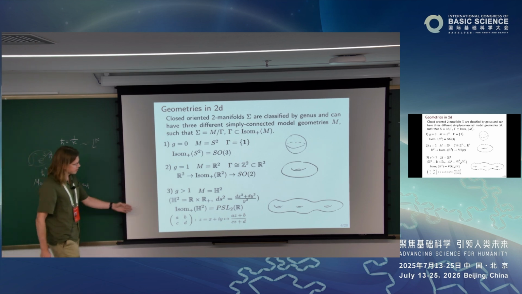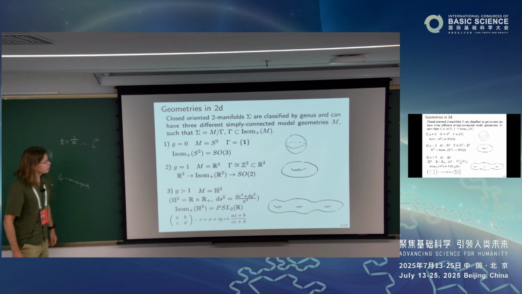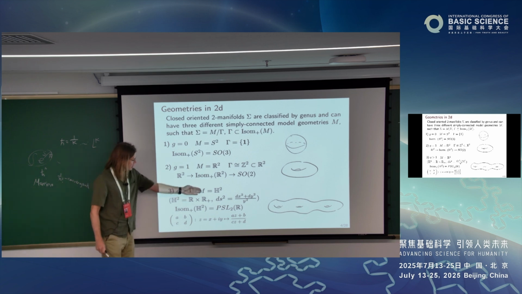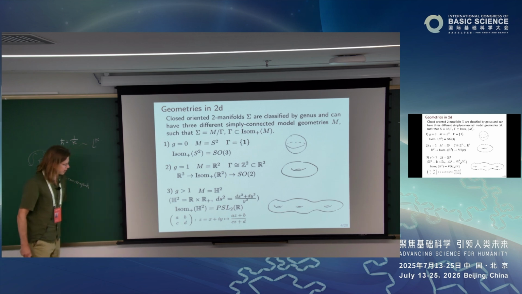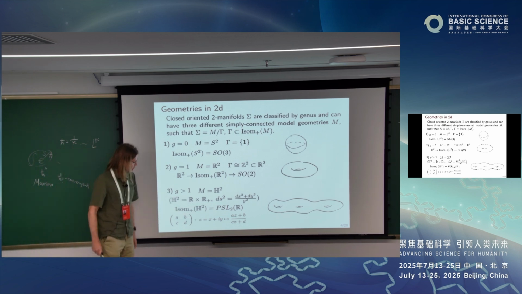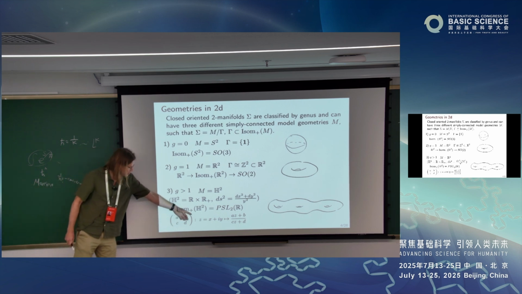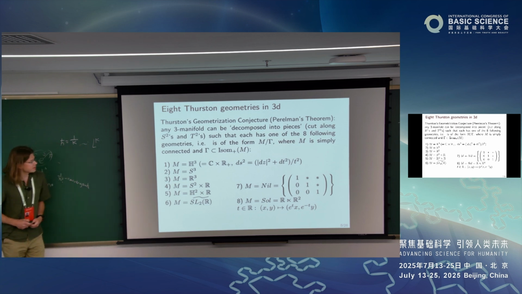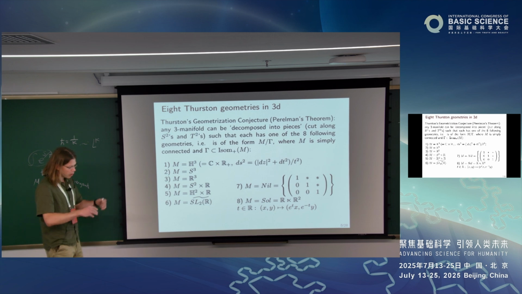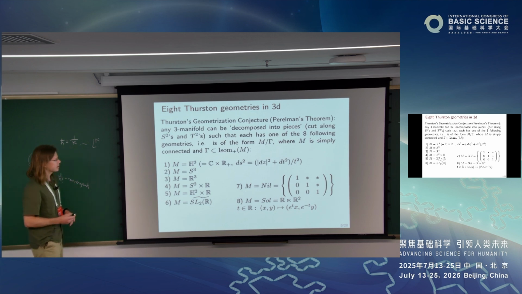And the generic case is genus greater than 1. The model geometry is the hyperbolic two-dimensional space, which can be realized explicitly as a half plane with this metric. And the group of isometries is PSL2R, which acts as follows on this pair of real variables x and y. Okay, in 3 dimensions, the situation is a bit more complicated. It's not true that globally any 3 manifold can be realized as a quotient of some model geometric space by some group of isometries.